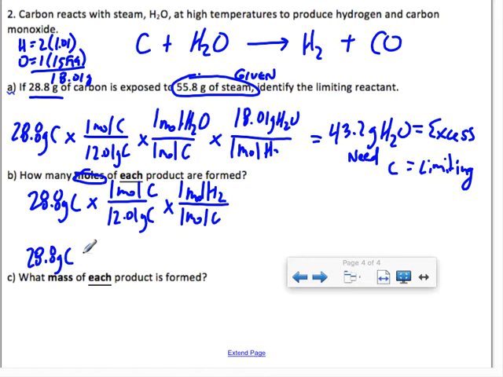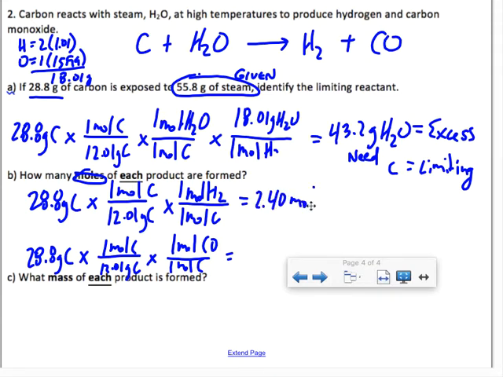All right, set up our second equation here. 28.8 grams of carbon, same conversion. I get to moles of carbon by dividing by the molar mass of carbon, and it's going to be a 1-to-1 ratio: 1 mole of C to 1 mole of carbon monoxide. Okay, so I'm going to punch this into my calculator, and the answer should be the same. You should get 2.40 moles of hydrogen gas and 2.40 moles of carbon monoxide.